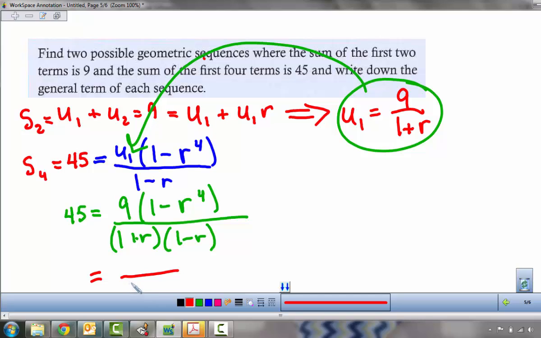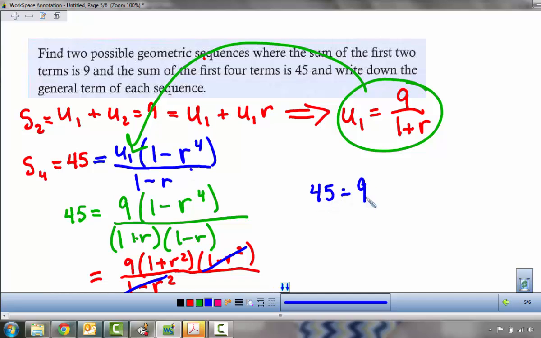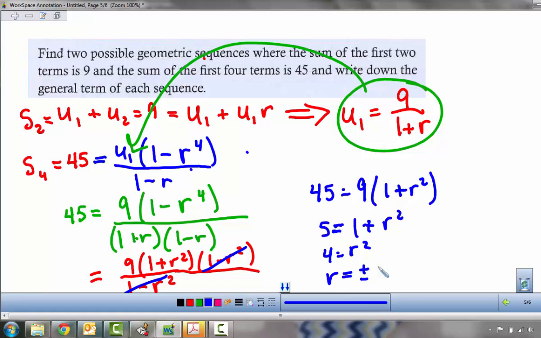The denominator is a difference of squares factorization. If we expand this, if we FOIL it out, we get 1 minus r squared. Now the numerator has a difference of squares that I can factor: 1 plus r squared times 1 minus r squared. And hopefully you're jumping up and down in your seat right now saying, I see why you did that. The 1 minus r squareds cancel. We're left with 45 equals 9 times 1 plus r squared. Divide by 9. 5 equals 1 plus r squared. 4 equals r squared. r could be positive or negative 2.